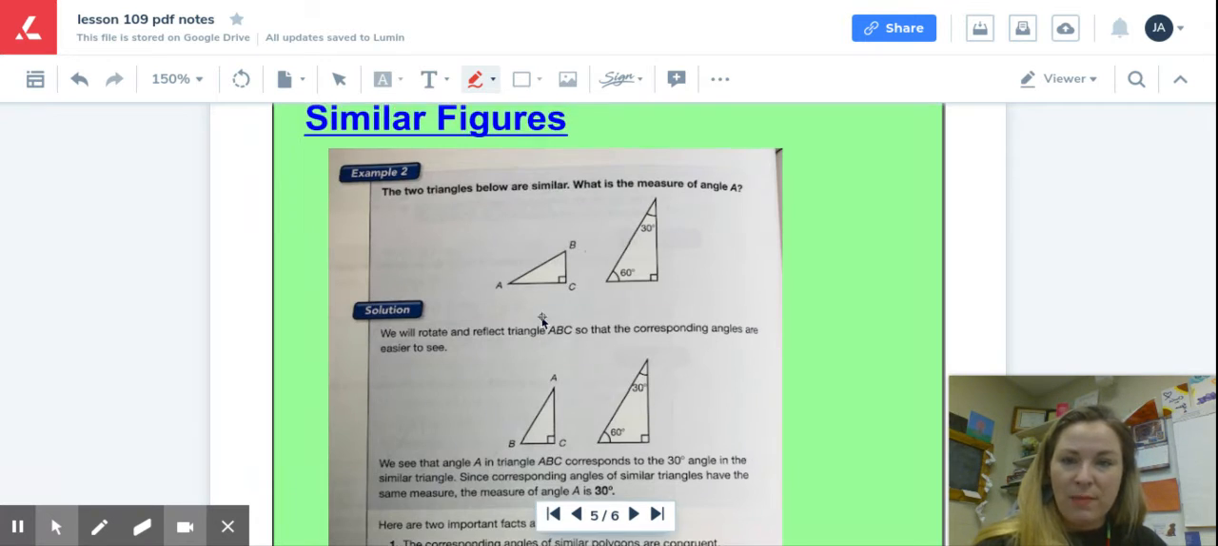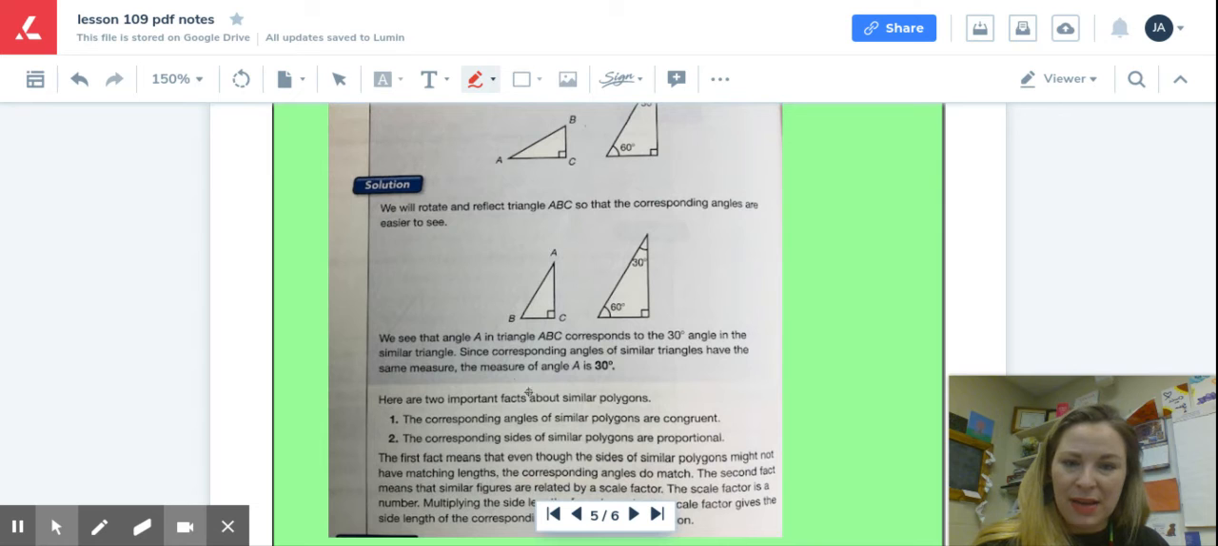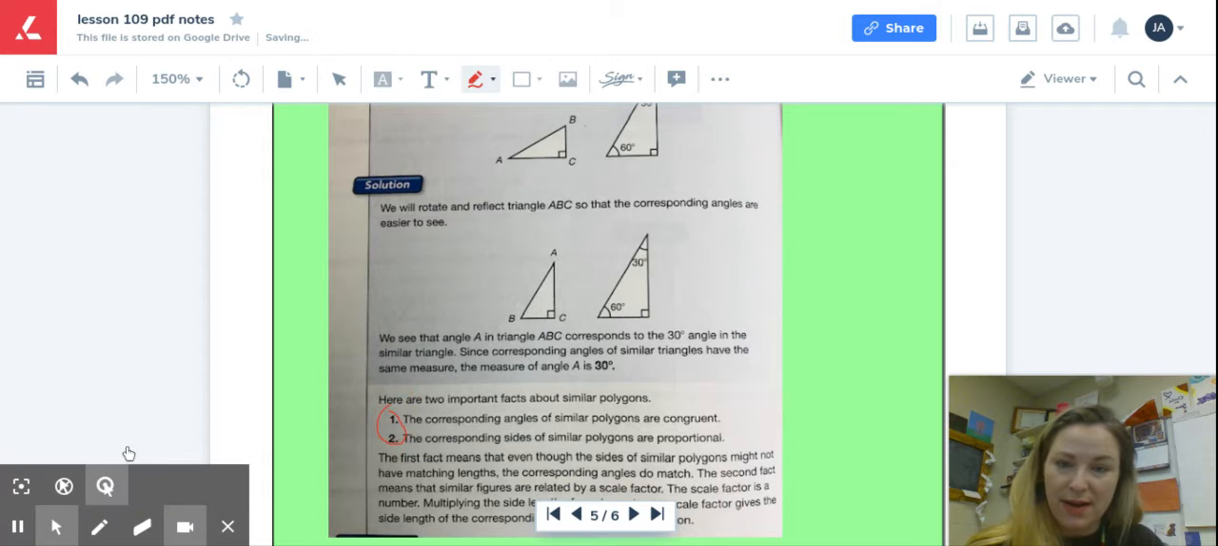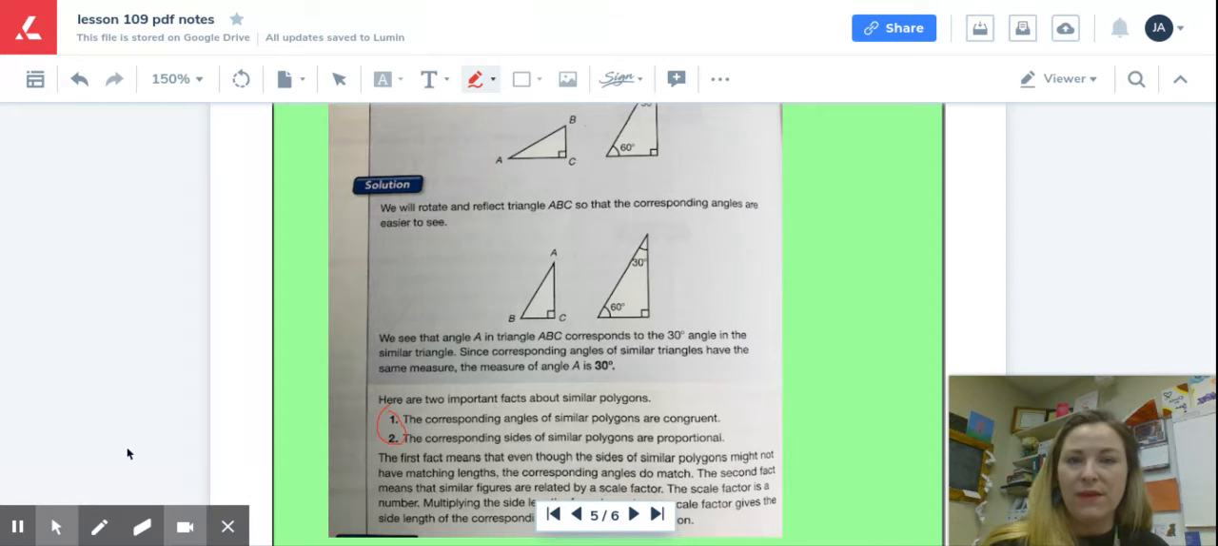So another thing to know about similar figures, we have a couple of examples here to look at. I really kind of want to skim down. This I thought was really important. These 2 points right here. There are 2 important things for you to know about figures when they are similar. The first thing is corresponding angles of similar polygons are congruent.